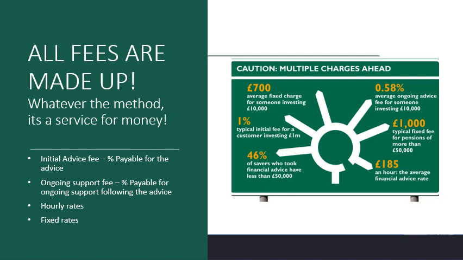If you have a look at this sign, just like the road junctions that are made up, the names are made up, the numbers that are added to the motorways are made up, then you can see the array of charges that we have. £700 average fixed charge for someone investing £10,000. Compare that on the right hand side to 0.58% average ongoing advice fee for someone investing £10,000, £1,000 for a £50,000 investment, and so on. It's a variety, but however you look at those, they're nothing more than formulas. They all end up with pounds in some way or another.